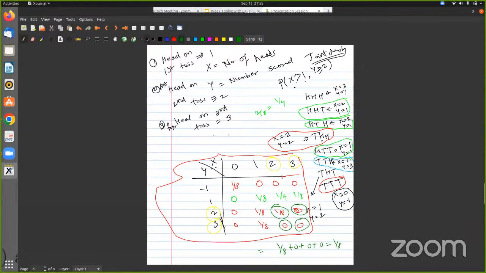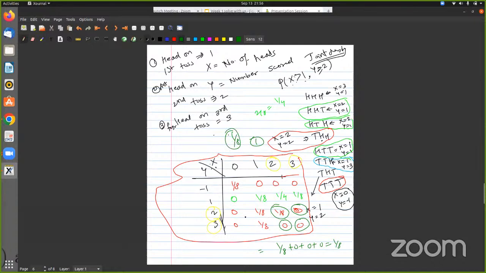X greater than 1 means x equals 2, and y equals 2. How many instances are there? One instance, right? X equals 3 and y equals 2, is it there? No. X equals 2 and y equals 3, is it there? No. So only one possibility out of 8. This is equal to 1 by 8.